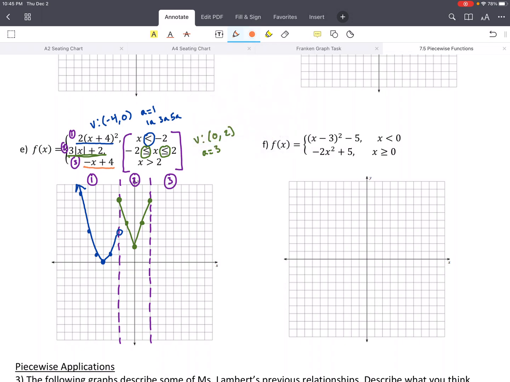And then my last section, 1, 2, 3, has a y-intercept right there. And it's just down 1 over 1. This one is just going to be open at the boundary. And then we keep following that slope of -1.